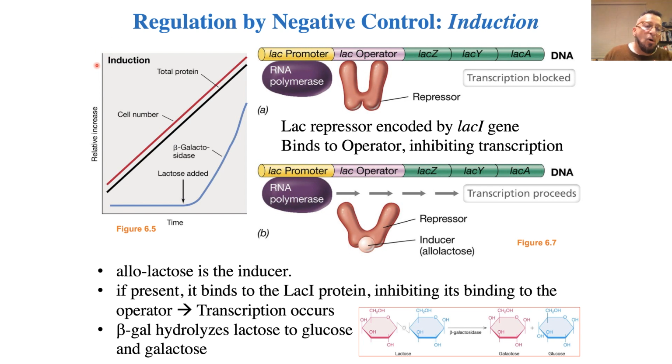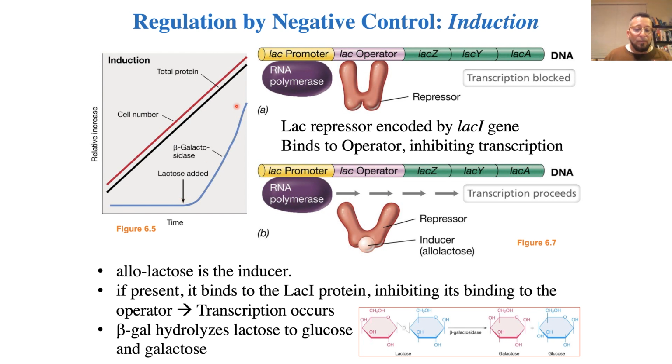Like in the previous graph that we saw, we have the relative increase in the y-axis and time in the x-axis. And we are still going to be looking at the number of cells, the total amount of protein, and in blue, the amount of beta-galactosidase, which is the product of the lacZ gene. As you see, with time of growth, the number of cells increases, and the amount of total protein also increases. But notice that the amount of beta-galactosidase is not present until lactose is added. And at that point, the amount of beta-galactosidase goes up.